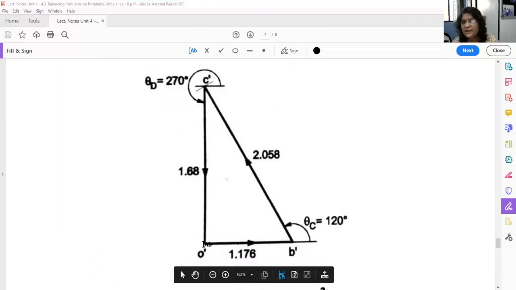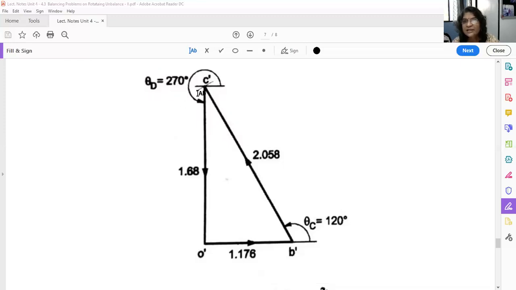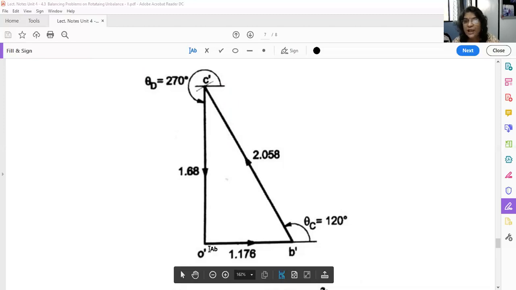Keep one leg here and mark an arc here. So this C dash point is also on this arc. So the intersection of these 2 arcs will give you point C dash. Then you show the arrows. As this is a polygon, it has to be in one direction only, in sequence. So O dash to B dash, this is the direction.